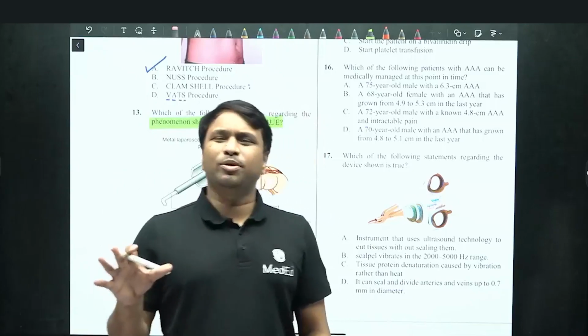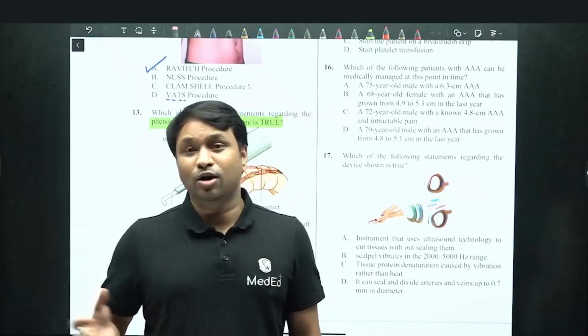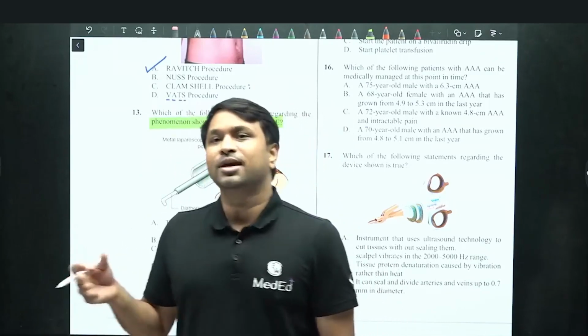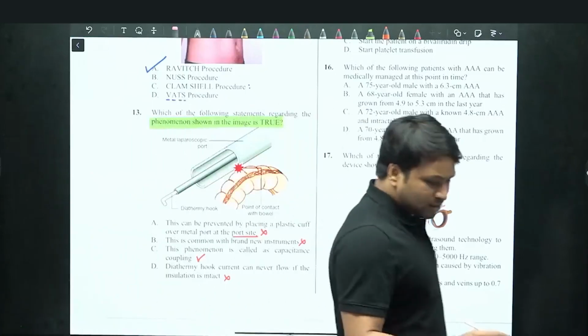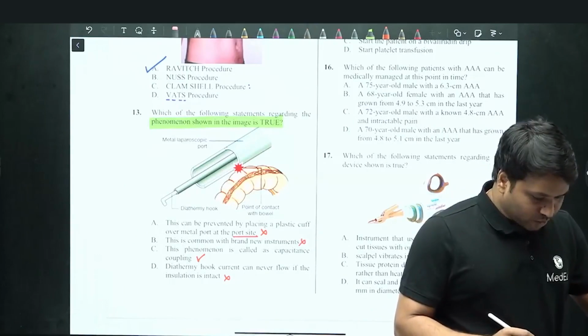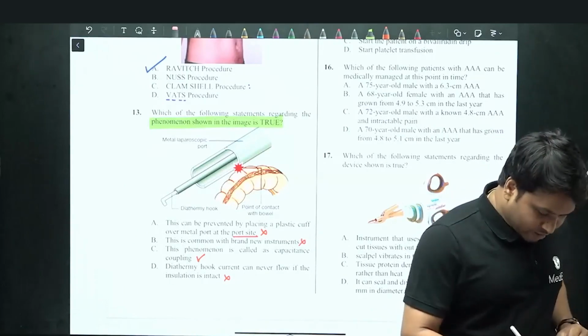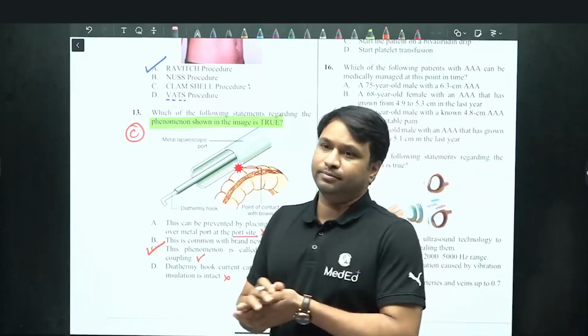The best way to prevent capacitance coupling is to use a plastic port, and that is why now you've seen a lot of fiber ports have started to come in, because they prevent capacitance coupling. That's a simple concept that you remember. So the answer here is going to be C for Calcutta. So question number 13, it is going to be C for Calcutta. Clear? It's capacitance coupling, right?